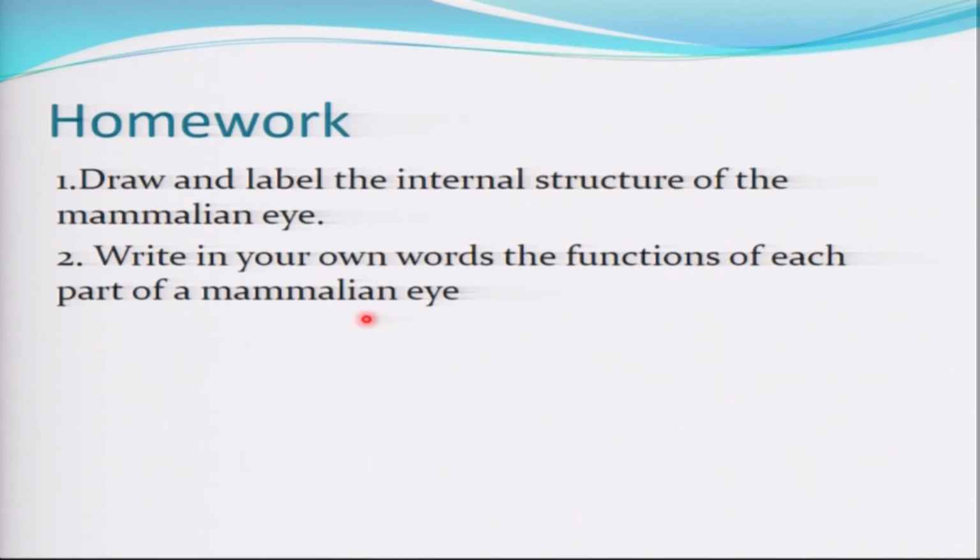We can see the homework of today. You will be able to draw and remember the internal structure of the eye. Everyone, make sure you draw the eye and then label the parts. Write in your own words the function of each part of the mammalian eye. Be sure you do this.